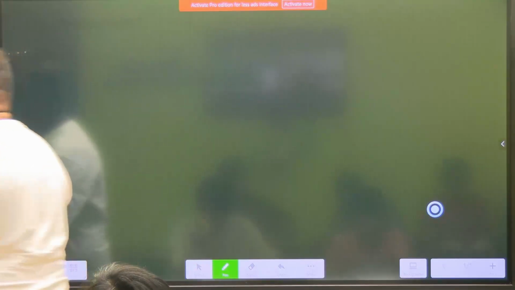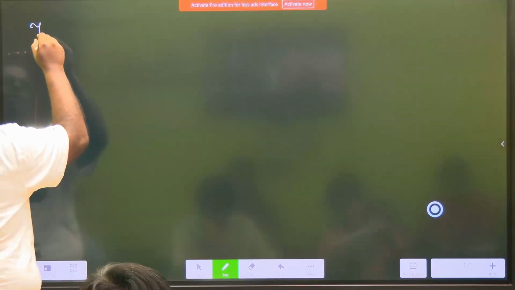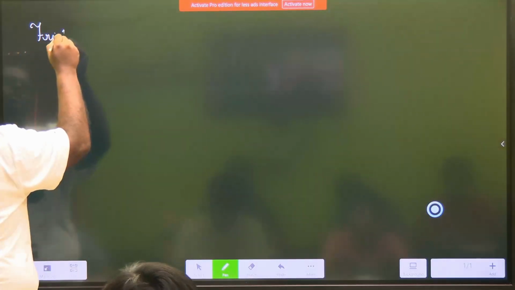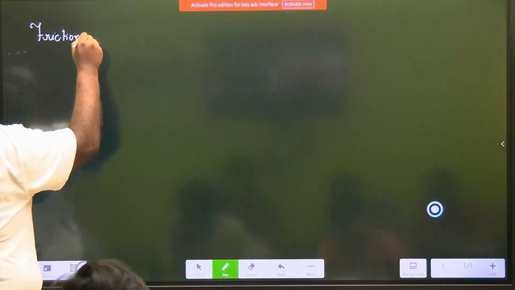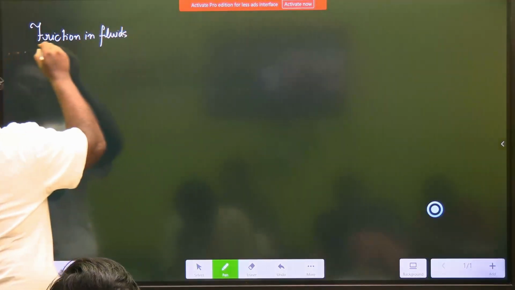So today we study about friction in fluids. We have seen friction in solids. Our topic today is friction in fluids. Interesting discussion, we will learn, okay.